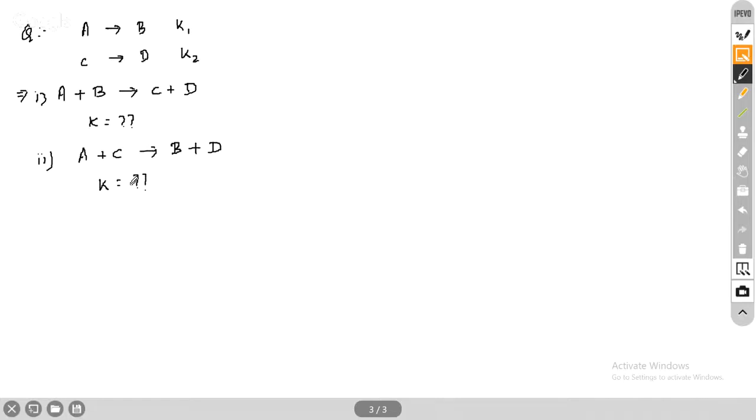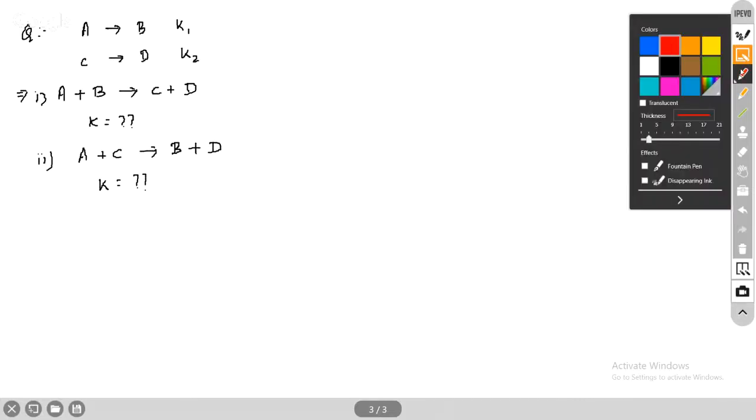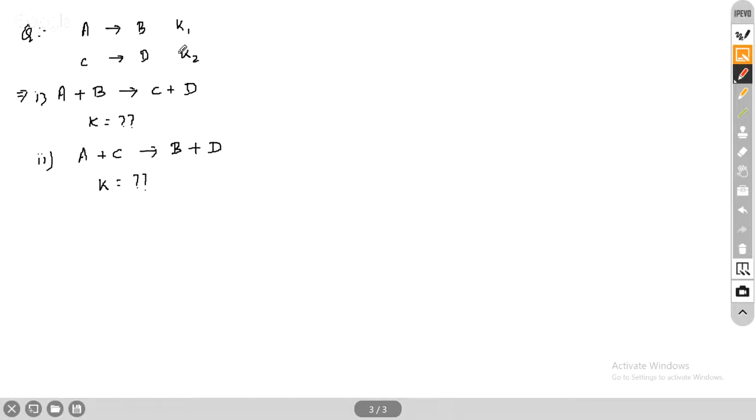K1 into K2 for the second part. Okay, K1 by K2 and K1 into K2. Yes, it's correct. You see, actually, how do we get this reaction from the given reactions? That's the question first. So first of all, you see, these two reactions we have, if we subtract these two, right? If you subtract these two reactions, we'll get what? A minus C gives B minus D. Correct?